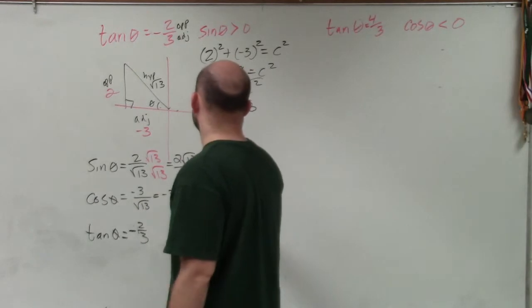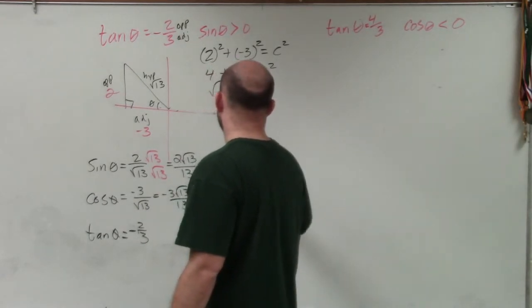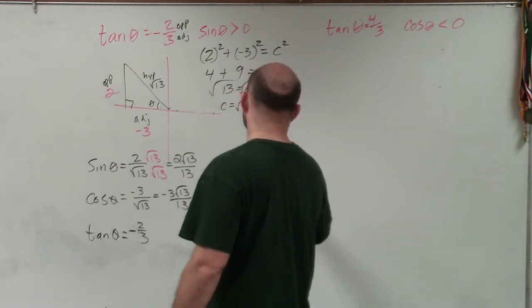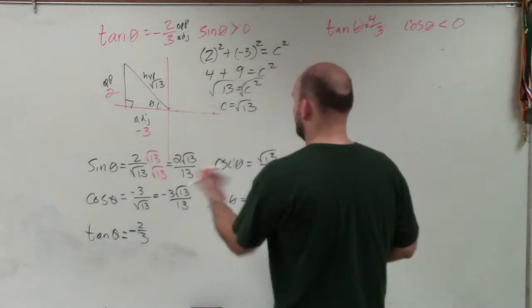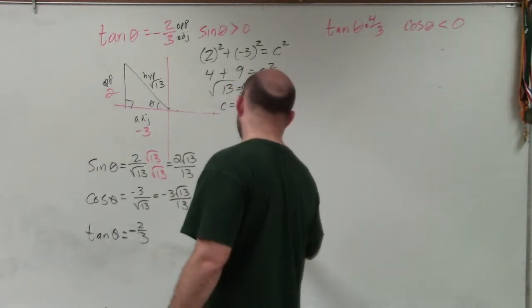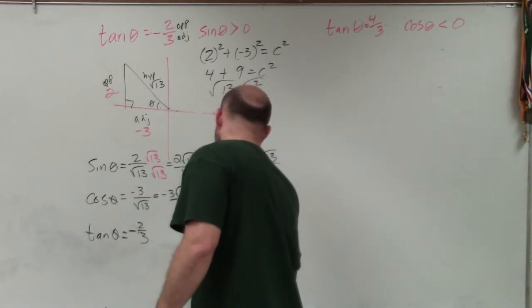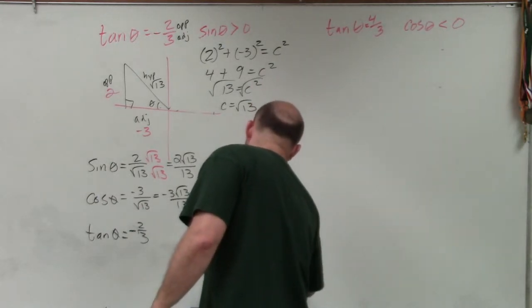So now let's go ahead and determine our reciprocal functions. The cosecant of theta is going to be the reciprocal of sine. So that's going to be the square root of 13 over 2. The secant of theta is going to be the reciprocal of cosine, which is going to be negative square root of 13 over 3. And the cotangent is going to be the reciprocal of tangent. That's going to be negative 3/2.